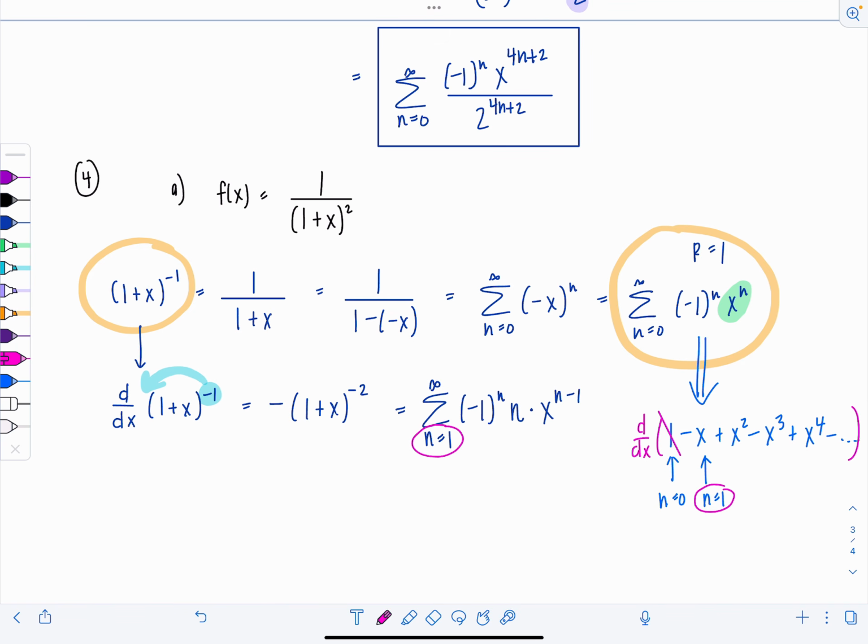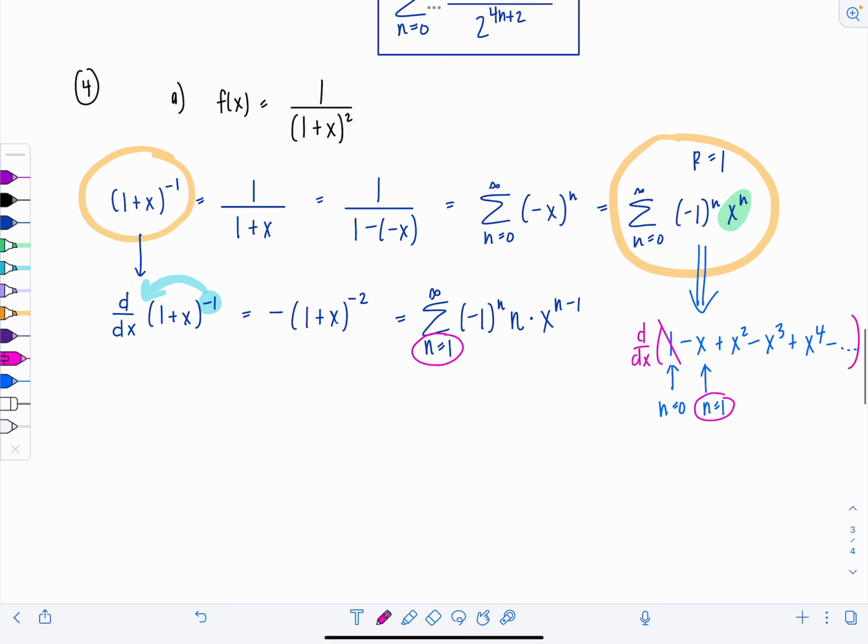All right, good. So let's see, what have we done with ourselves? Are we in any better shape? Right here, this is negative 1 over 1 plus x squared. That equals the sum, n equals 1 to infinity, negative 1 to the n times x to the n minus 1. Is that what we want? Is that f of x?